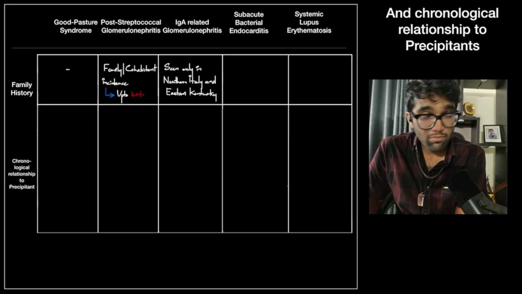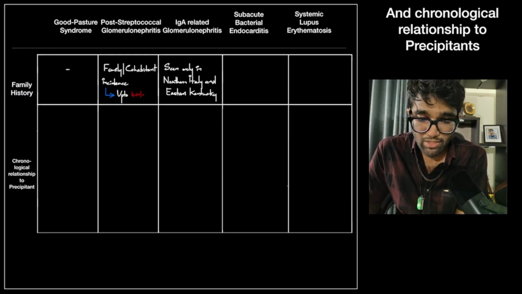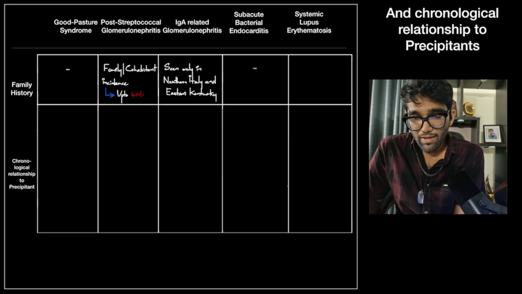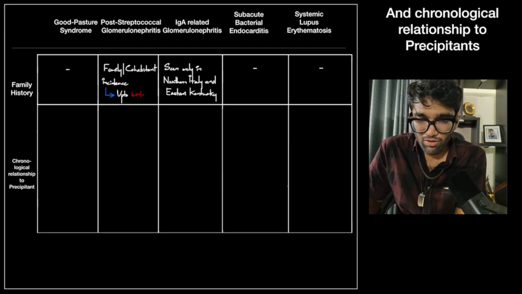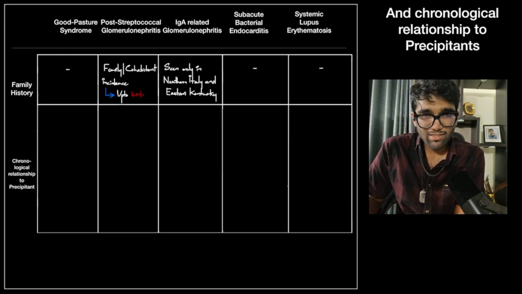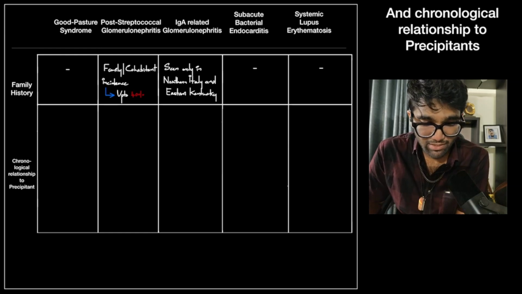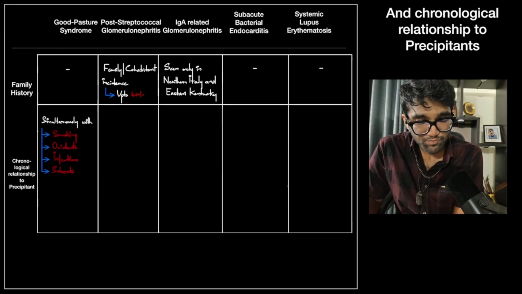However, there is some data from northern Italy as well as eastern Kentucky. So as I discussed earlier, it is more common in southern Europe. So that is a factual thing that one needs to recall for exams. Now, subacute bacterial endocarditis obviously does not have a genetic predisposition, and SLE may, but again, there's a lot of nuance there. So for now, we'll not comment on it.